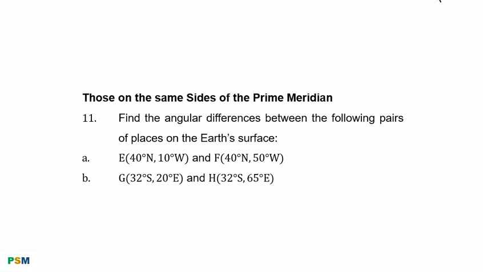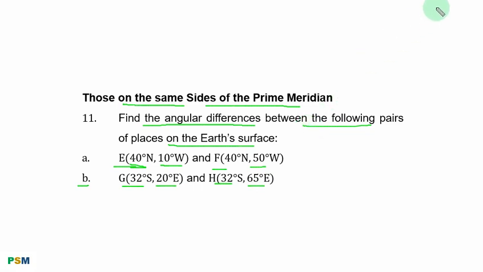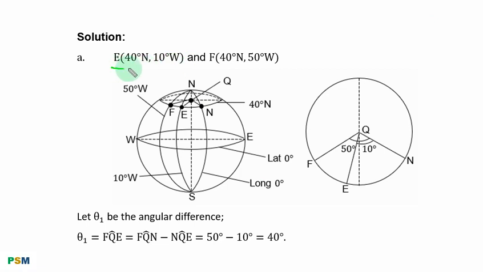The second part of part A, those on the same sides of the prime meridian. Example 11, find the angular differences between the following pairs of places on the Earth surface. A, you have points E and F, the same latitude, the same sides of the prime meridian. Part B, the same latitude, the same sides of the prime meridian. We are to find the angular differences. Solution. A part of the question.